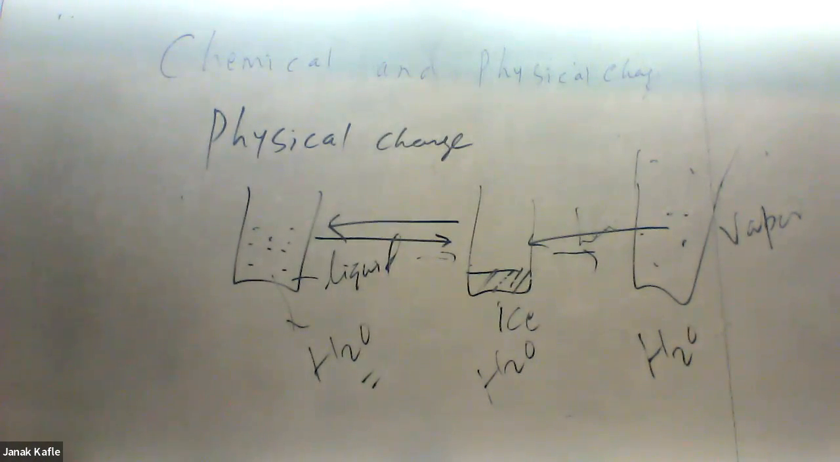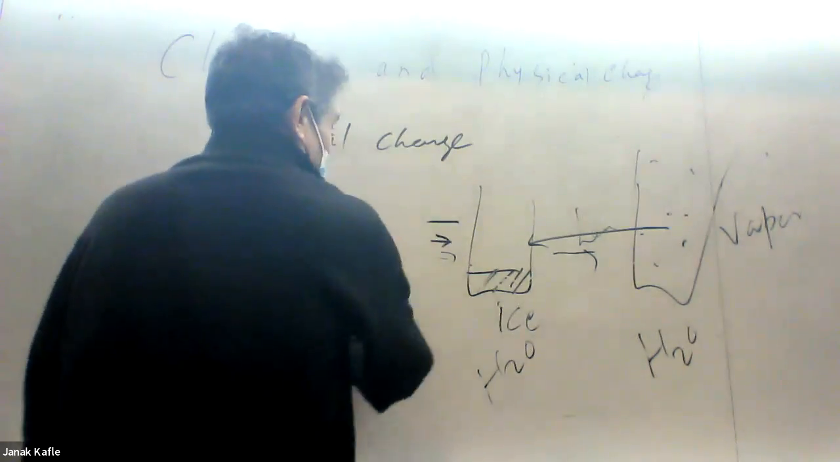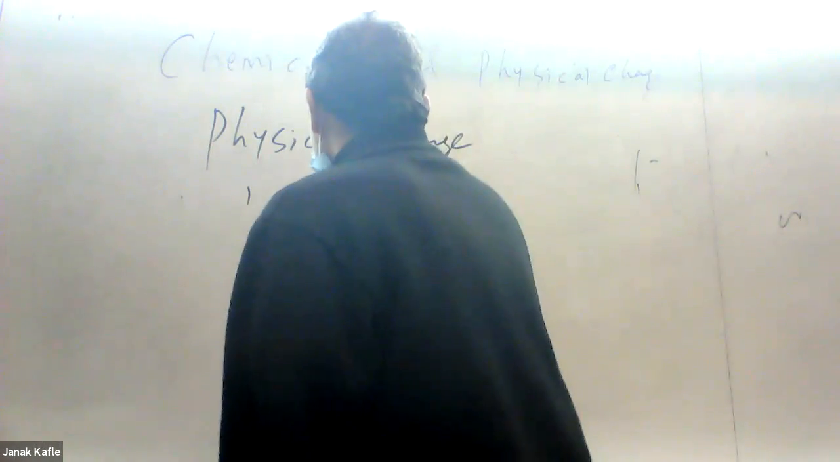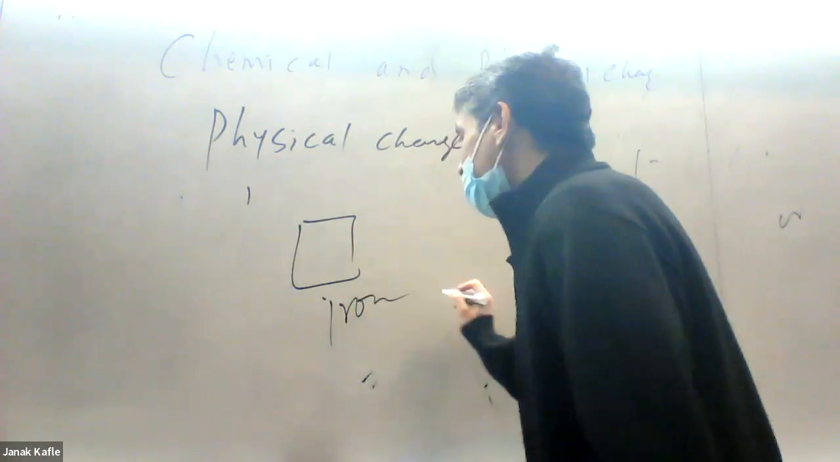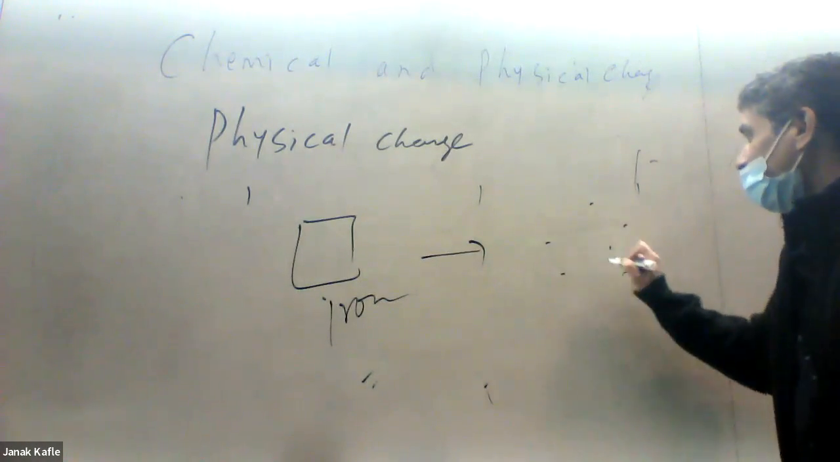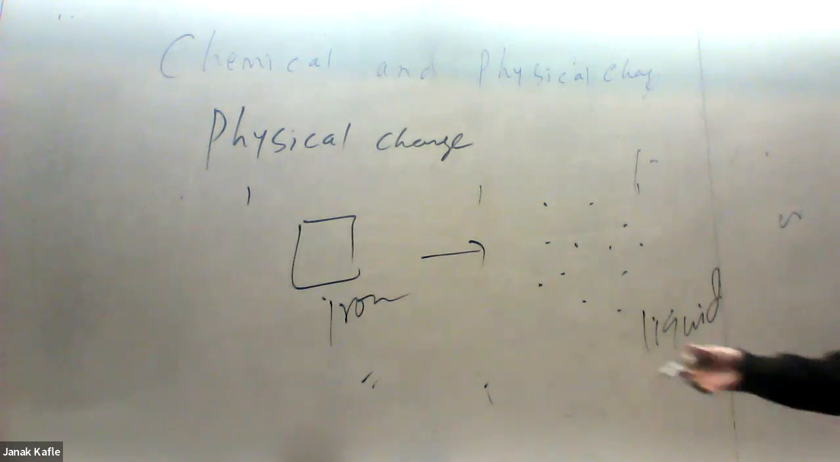How about this one? That's the example of the ice. Now let's melt the iron. I have a piece of iron here. If I heat it to a very high temperature, this iron becomes liquid. Liquid iron.